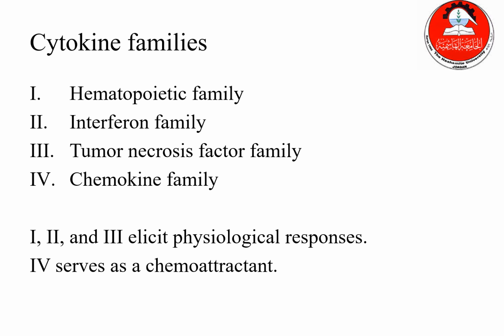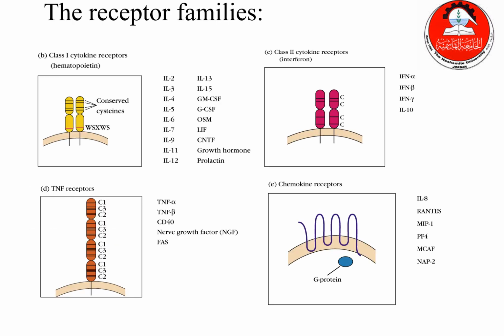Cytokine families, we have the hematopoietic family, interferon family, tumor necrosis factor family, and the chemokine family. As we said previously, 1, 2, and 3 elicit physiological response, whereas 4 serve as chemoattractant and has chemotactic effects. So the hematopoietic cytokines, these are examples of the hematopoietic cytokines. مش مطلوب منكم تحفظوهم، بس على الأقل اطلعوا على السلايد تمعنوا، حاولوا تشوفوا differences between the different families.